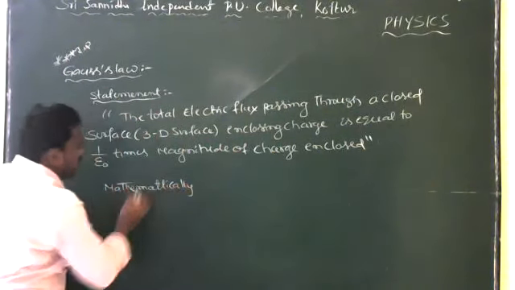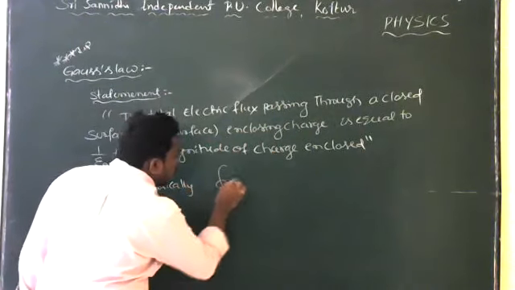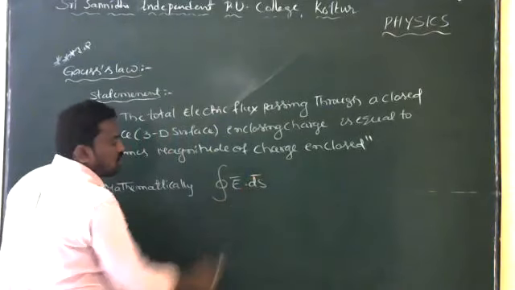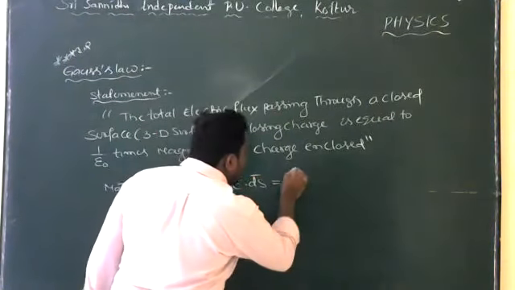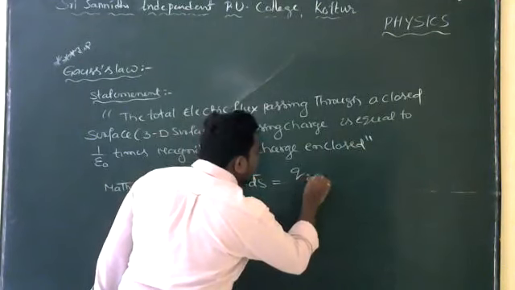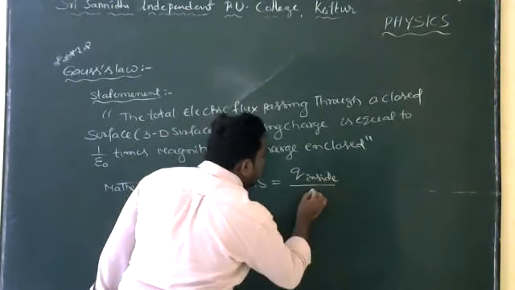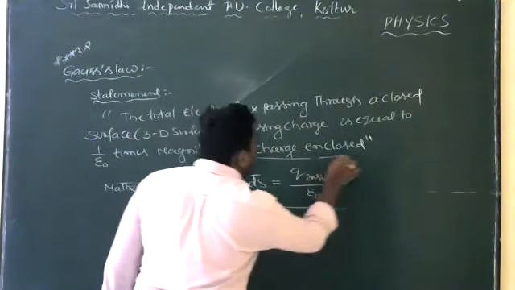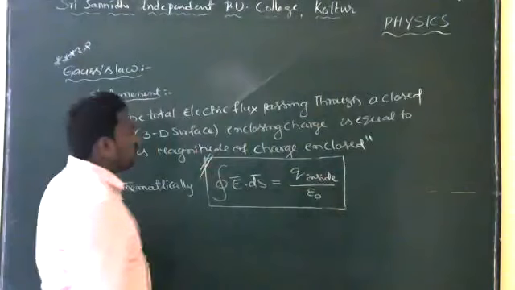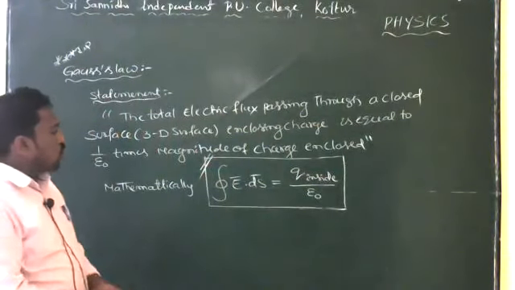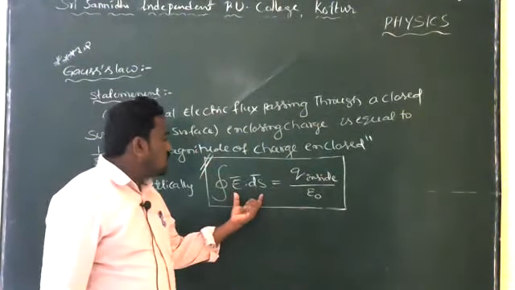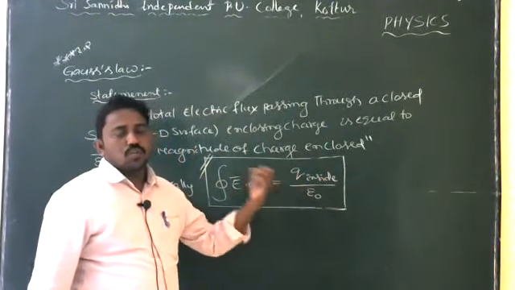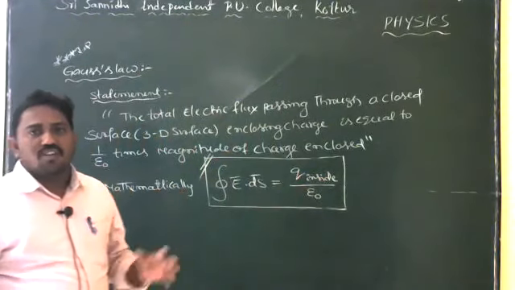So Gauss's law can be expressed as closed integral E vector dot dS vector is equal to Q inside divided by epsilon naught. This is the mathematical form of Gauss's law. Very important expression. So closed integral E dot dS is equal to Q inside divided by epsilon naught. This is the mathematical expression for Gauss's law.